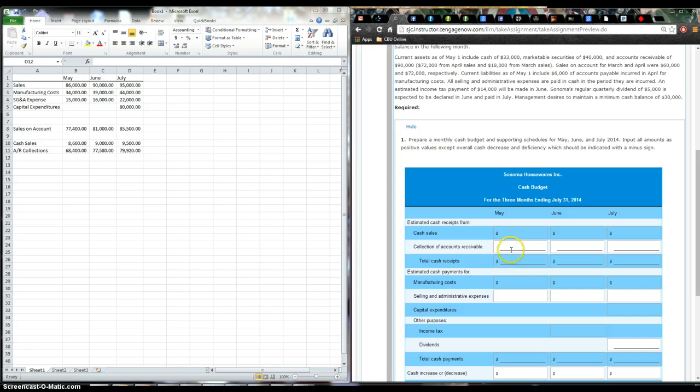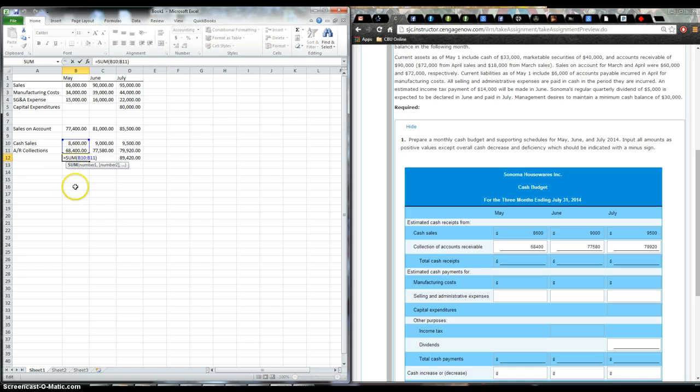Perfect. Okay, so our cash sales should be 8,600 for May, as we see in cell B10 here. For June should be 9,000, and for July should be 9,500. Then our collections of accounts receivable should be 68,400, 77,580, and then 79,920. So our total cash receipts, we'll run sums here.